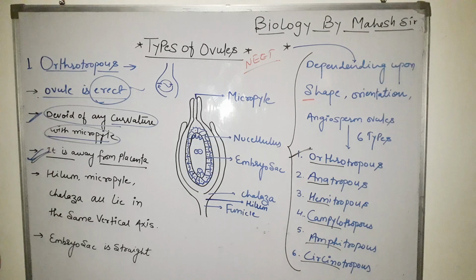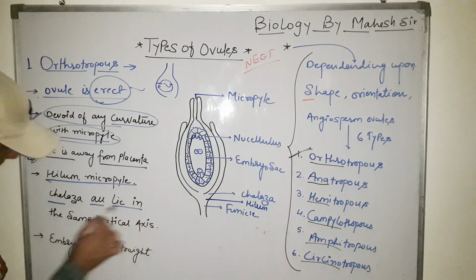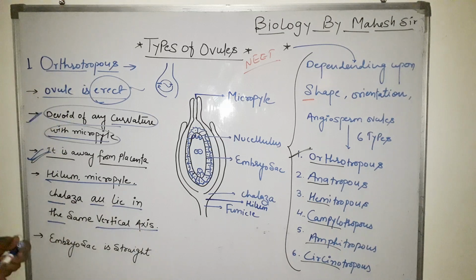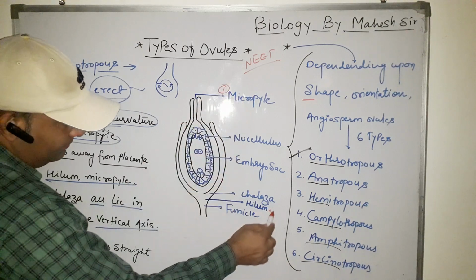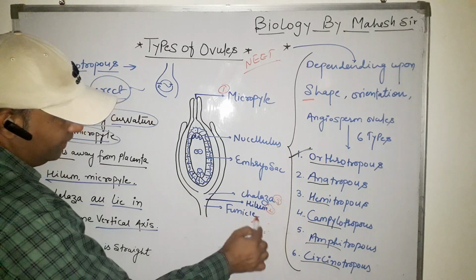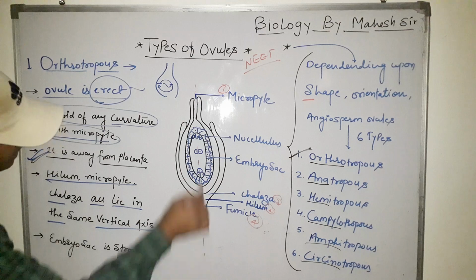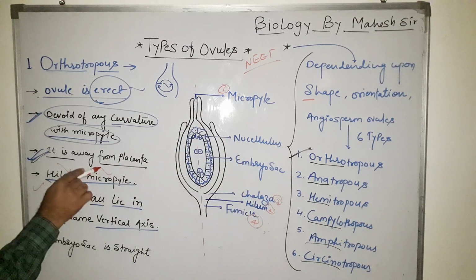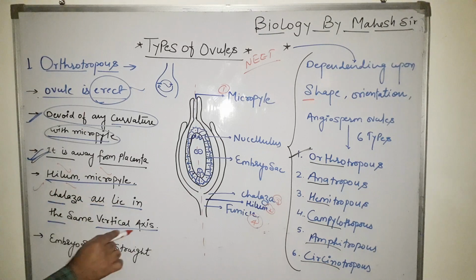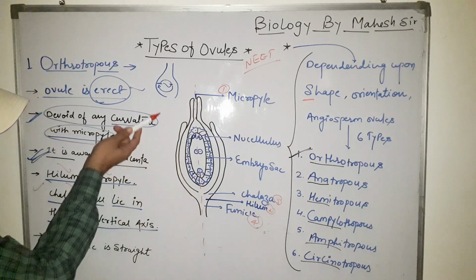Next, hilum, micropyle, chalaza all lie on the same vertical axis. First is the micropyle, then hilum, chalaza, funicle, all are present on the same axis. So it is the fourth point, that means hilum, micropyle, chalaza all lie in the same vertical axis or same position.